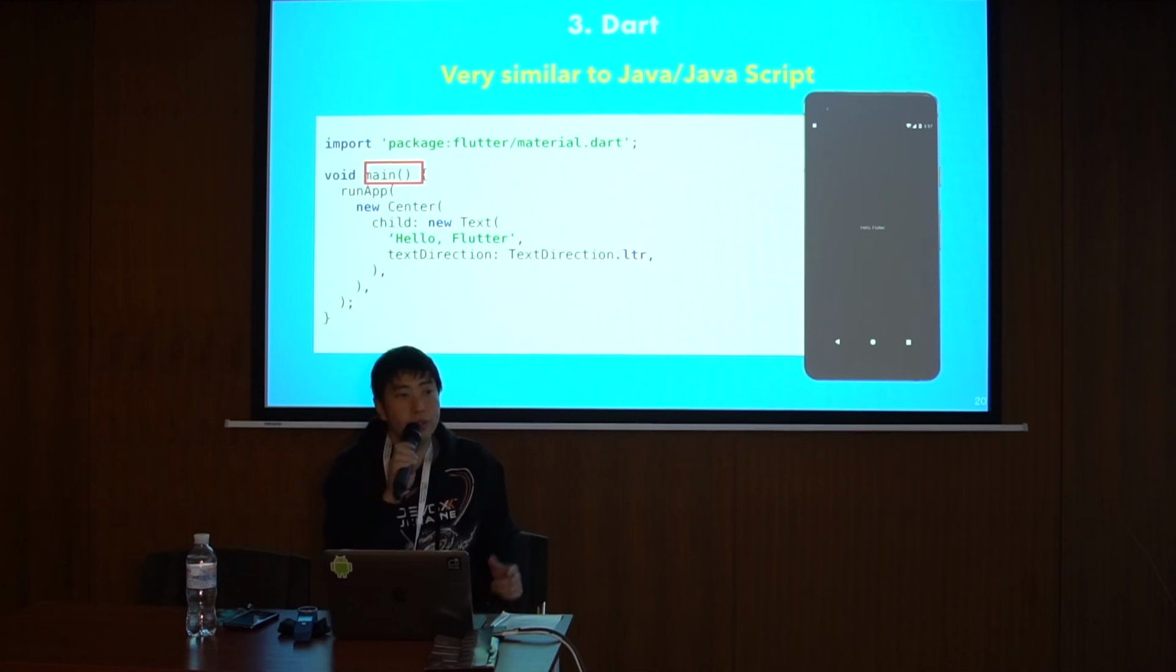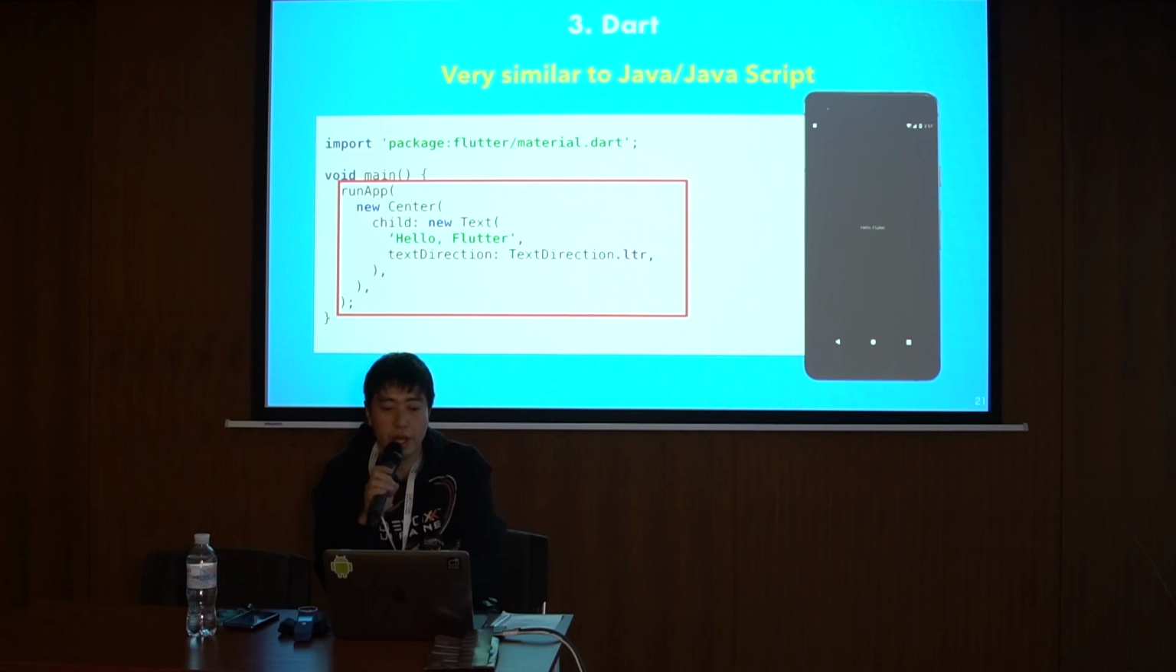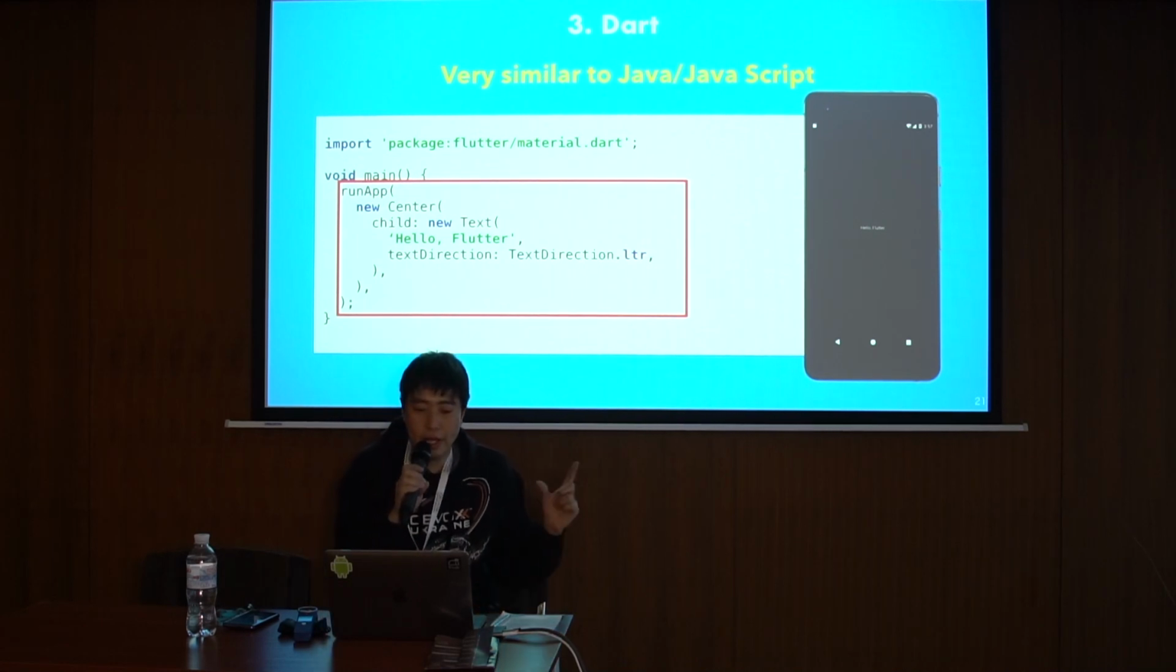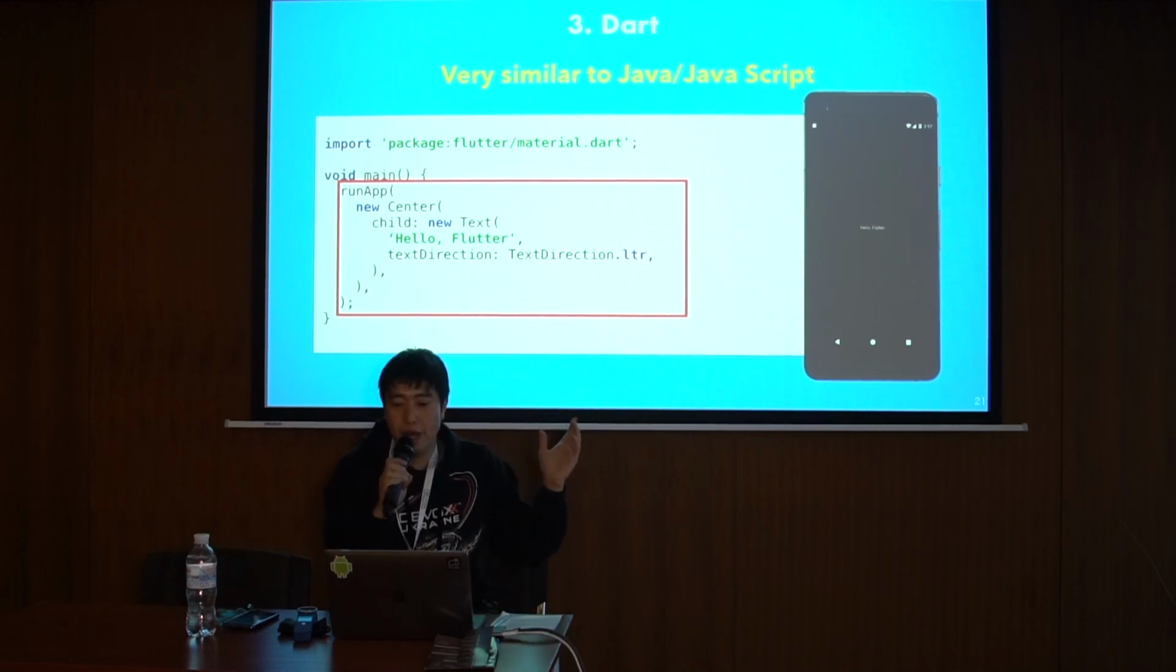Next, Dart code starts from a main function. Next, this statement means the UI structure. For example, the runApp function means the application root.